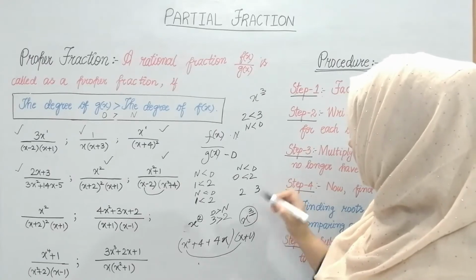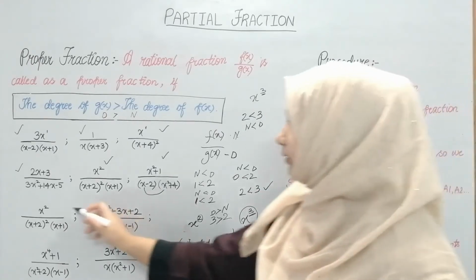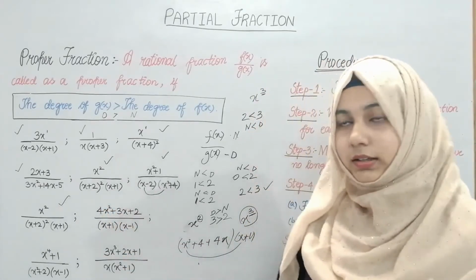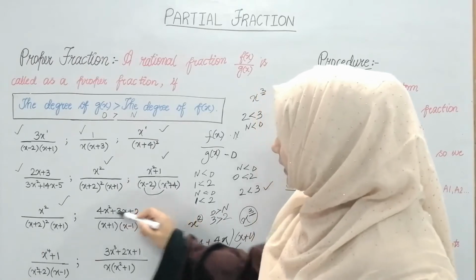3. So 3 is greater than 2. So this is a proper fraction. Got it? Now next. Here the degree is what? The highest degree is what here?